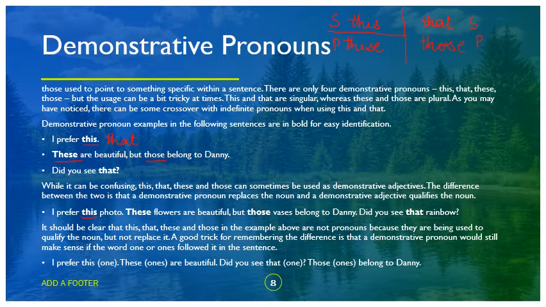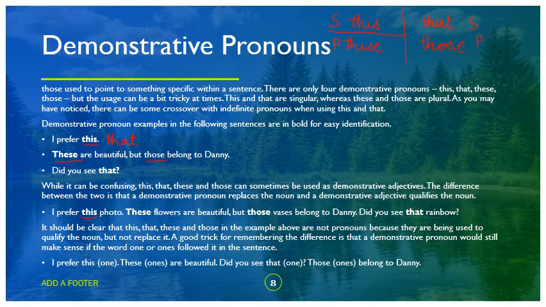Now here you can see that these are not pronouns. Why? Because you can see I prefer photo. Here it becomes an adjective. These flowers. Here again they become an adjective.